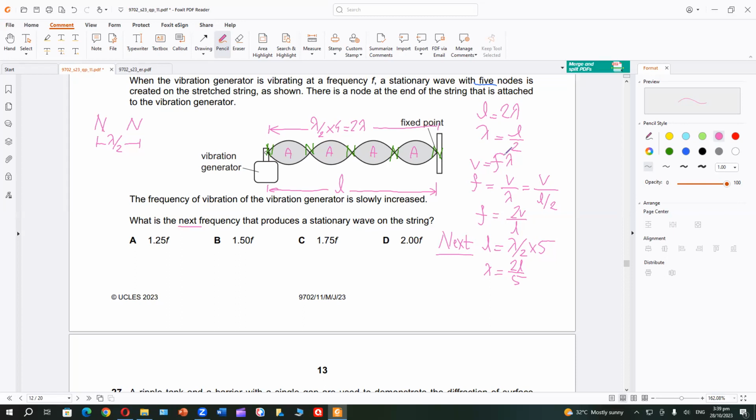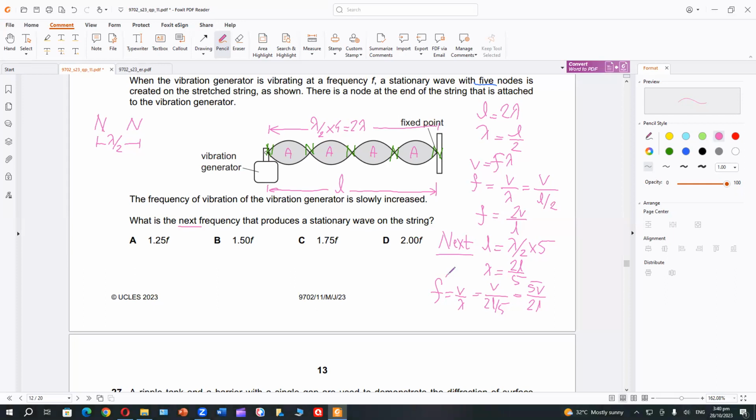So now try the same thing. F is equal to V upon lambda. F is equal to V upon 2L upon 5, which means 5V upon 2L. This is my next frequency.